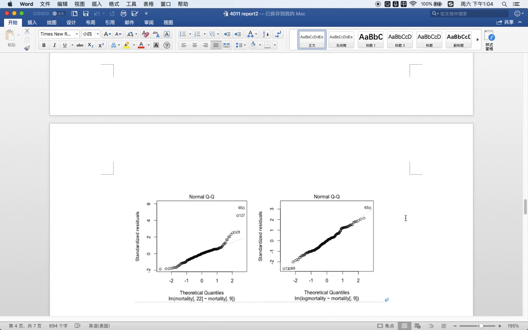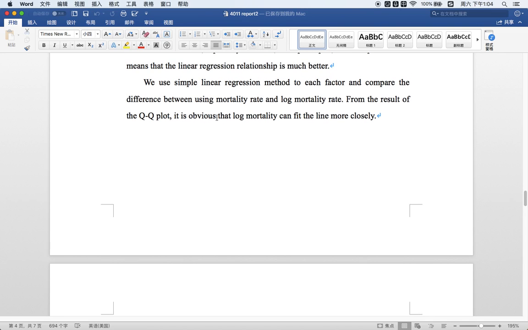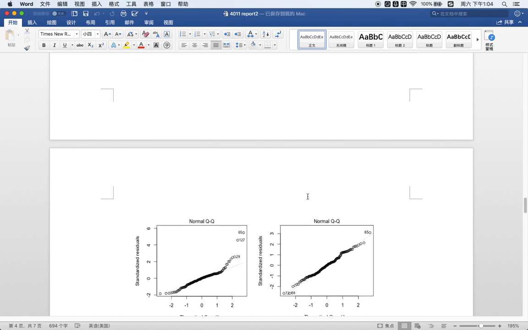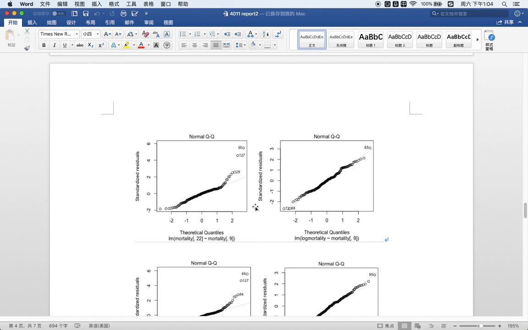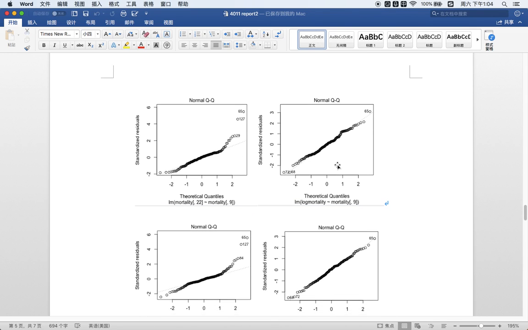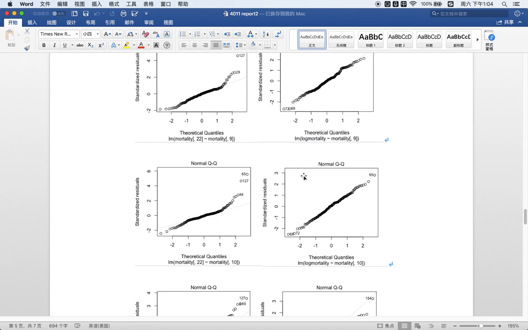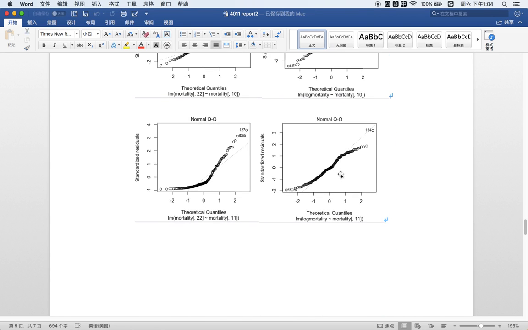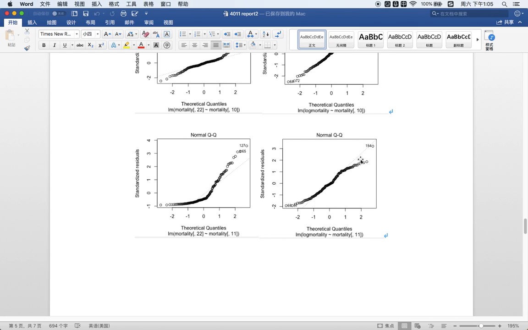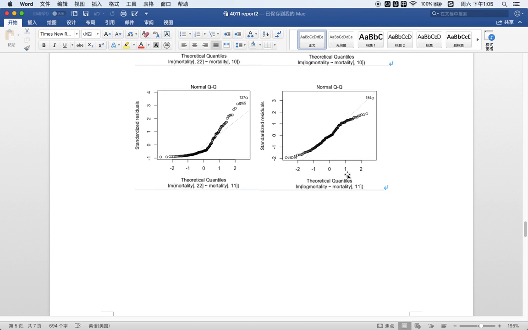Okay, here is the simple linear regression relationship between mortality rate and the factor. The left is the mortality rate with other factors. The right is the log of mortality rate with other factors. We can see that the log of the mortality rate has a better linear regression relationship.